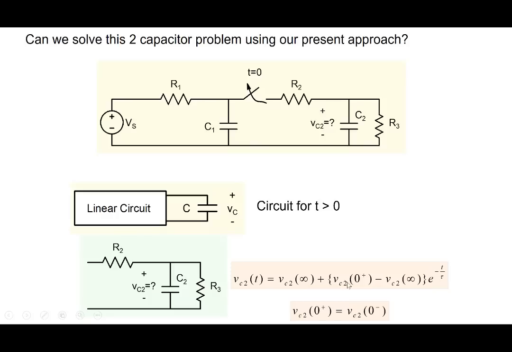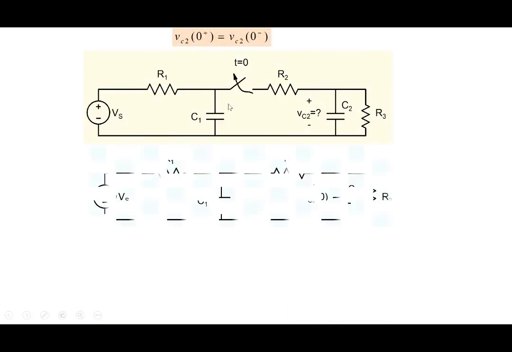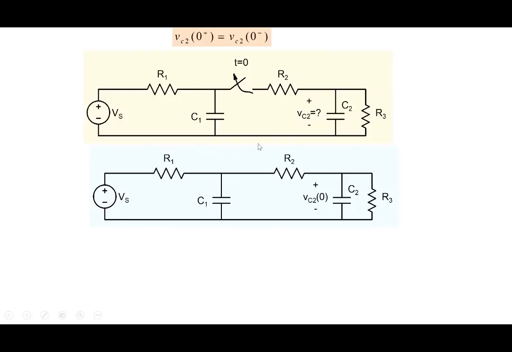Now you have to find out what is VC2(0+). Now 0+ is equal to what is VC2(0-), just before opening the switch. So we go back to the circuit just before opening the switch. So this is our circuit here. Just before opening the switch, which means the switch is closed.